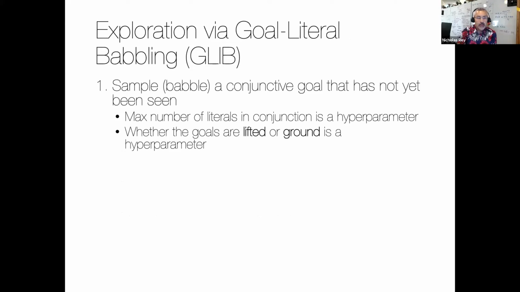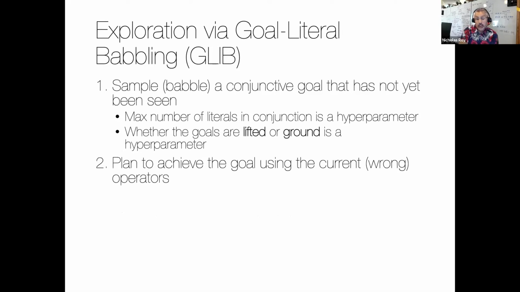And the algorithm in this case is to sample a conjunctive goal that has not yet been seen. And this relates very much to things that Pierre-Yves talked about. We have to set parameters in terms of the maximum number of literals that might be in there. And we also decide whether we're going to have lifted goals or grounded goals. And then we're going to plan to achieve those goals using our current understanding of the world.